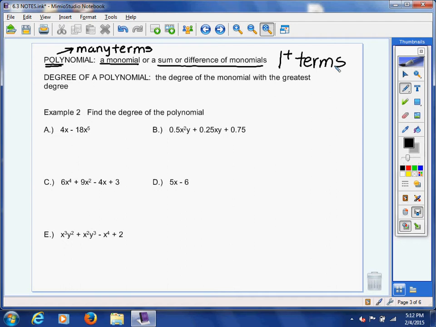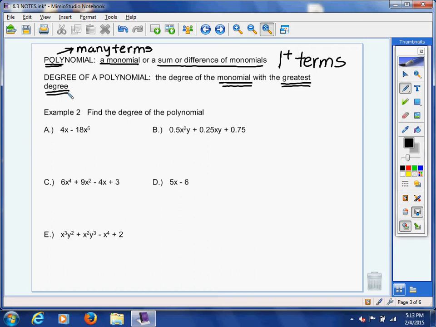Now, to find the degree of a polynomial, it's a little bit different. What you do is you find the degree of each monomial individually. Focus on each individual monomial, find the degree. And whichever one is the greatest number, that's the degree of the entire polynomial. Let me show you what I mean by that. I think it would be a little easier to show you.